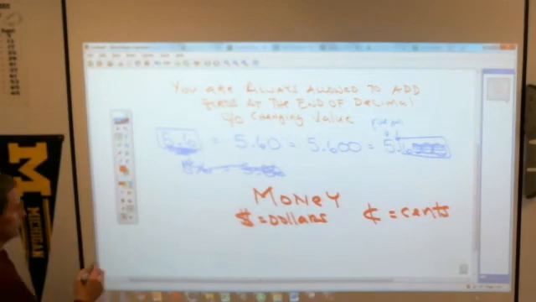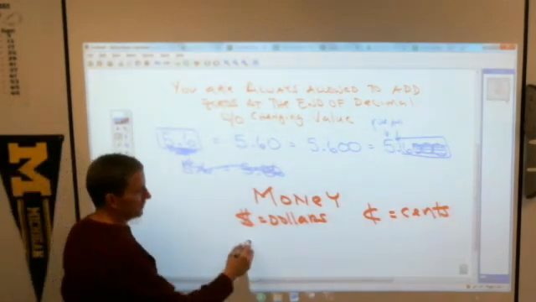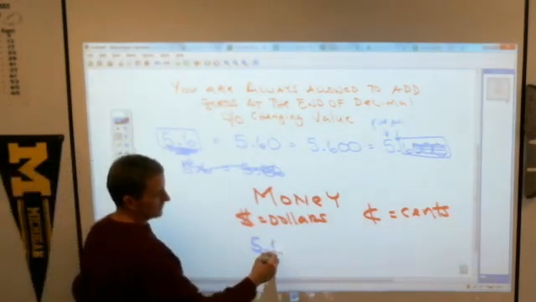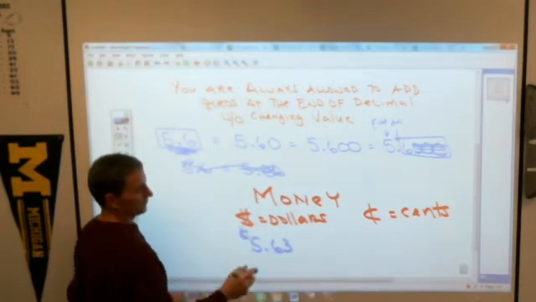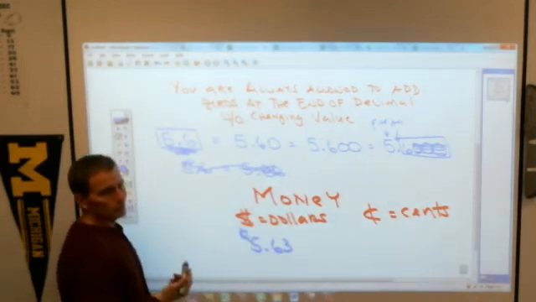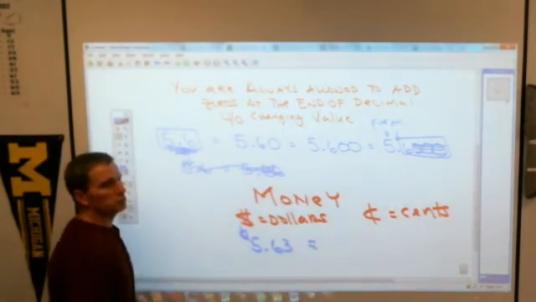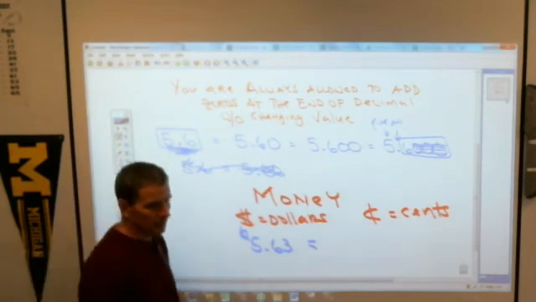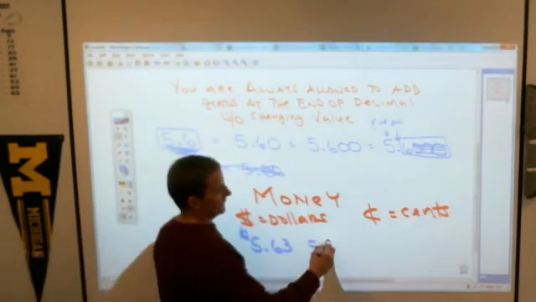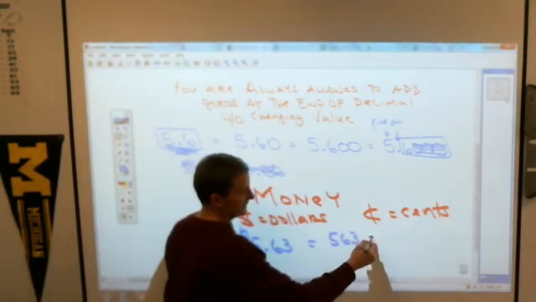For example, let's say something costs $5.63. To write that in cents, how many cents would that be? If I said just write it in cents, it would be 563 cents.